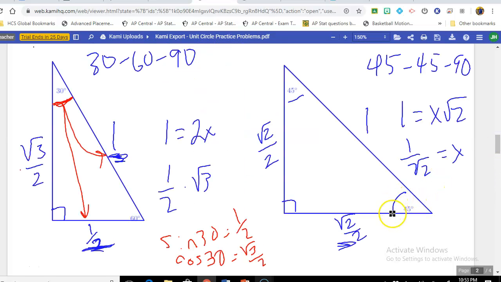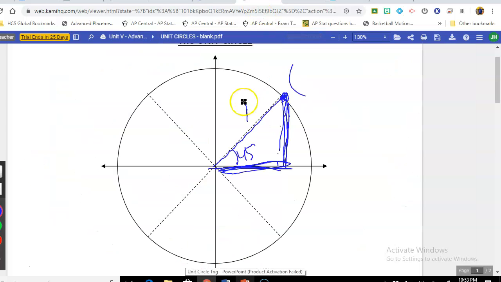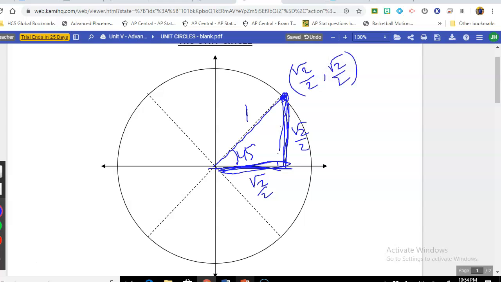All right, so we have a 45-degree angle here, and the opposite leg and the hypotenuse are going to tell me that I'm moving up square root of 2 over 2, and I'm moving over square root of 2 over 2. Now, I know I've done it in the opposite direction here, but this length here is square root of 2 over 2, and this length here is square root of 2 over 2. So my x-coordinate is square root of 2 over 2, and my y-coordinate is square root of 2 over 2. Now, what is the significance of this?